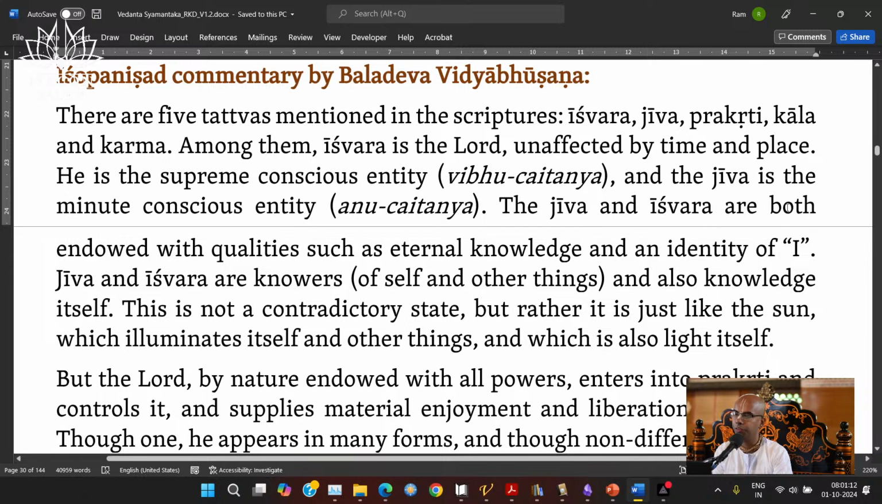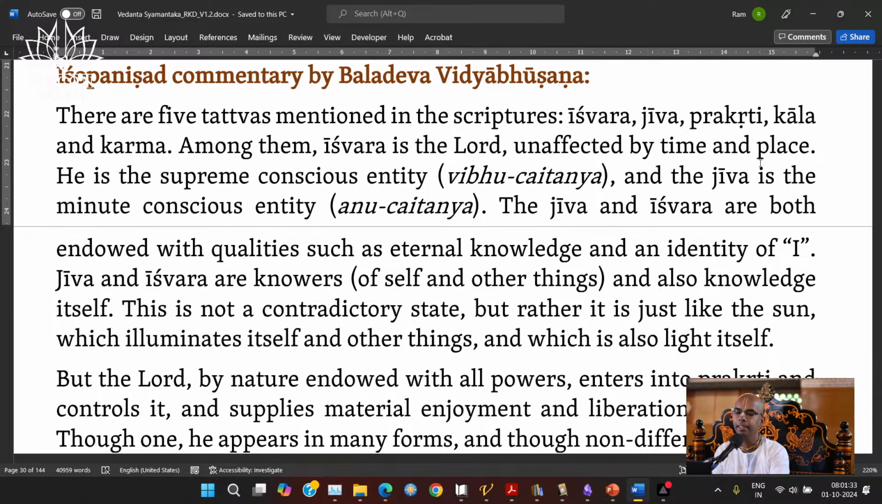The Jiva and Ishvara are both endowed with qualities such as eternal knowledge and an identity of I. Jiva and Ishvara are knowers of self and other things and also knowledge itself. This is not a contradictory state, but rather it is just like the sun, which illuminates itself and other things and which is also light itself.